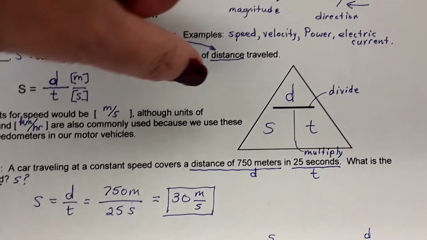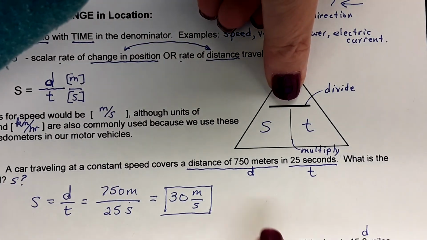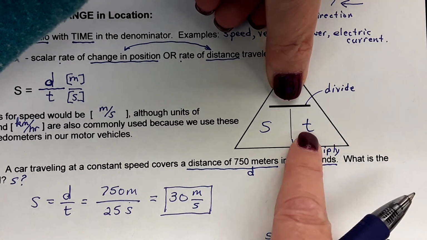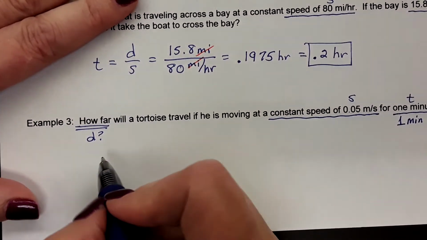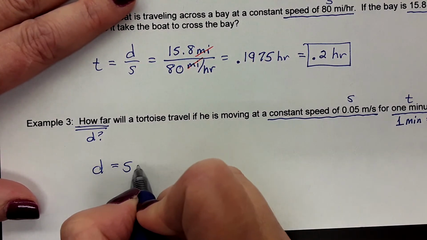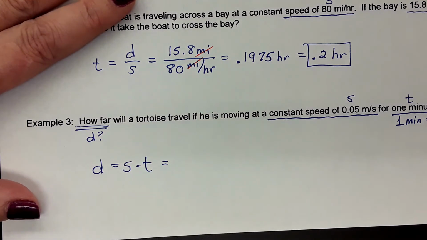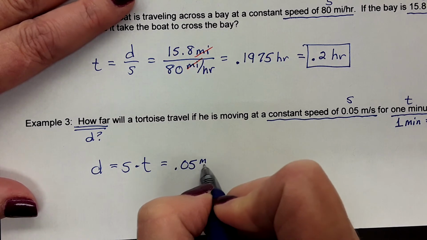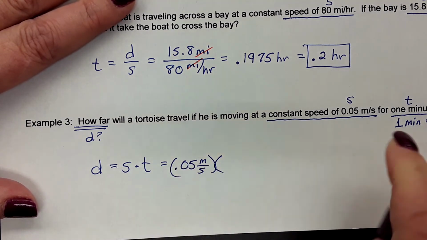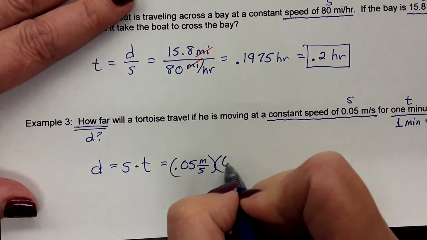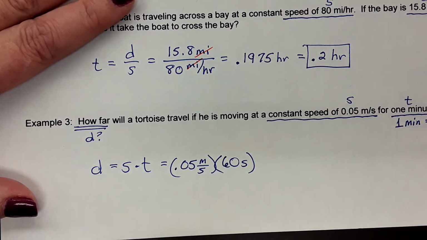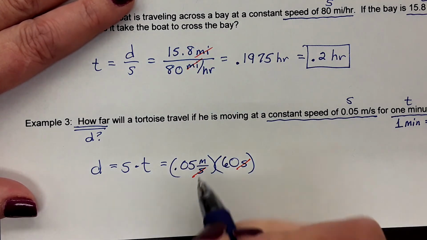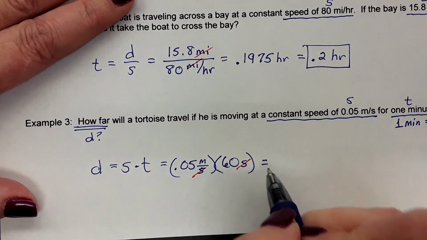So come back up here, cover up the D. To get the distance, we're going to say the speed times the time. All right, so let's write that out. We're going to say the distance equals the speed times the time. Okay? Now, that means we're going to say 0.05 meters per second times, not minutes, let's say seconds, 60 seconds. Now look, this will work. Seconds divided by seconds cancels. And we're left with meters of distance.